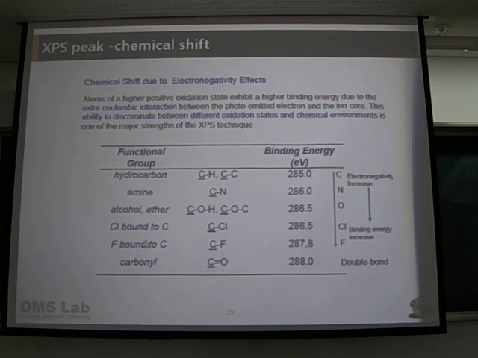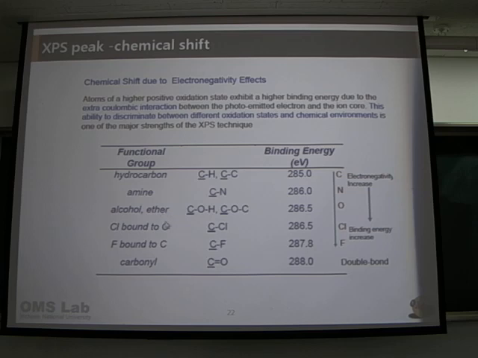So in this case, this is a functional group. I already told you that we can confirm the functional group after taking the XPS. Look at here, on the left side is the functional group: hydrocarbon, amine, alcohol, like this. And the right side is the binding energy. For a specific functional group, we know that the binding energy is fixed. But this binding energy can sometimes shift a little bit if this one bonds with another negative metal or something like that. I will discuss it later.